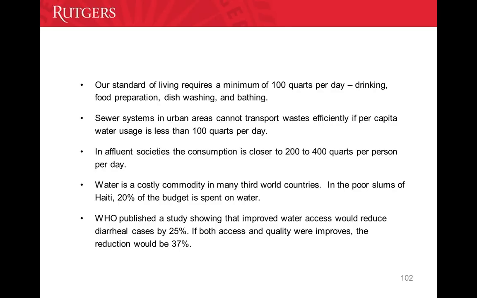In affluent societies like ours, that 100 minimum is closer to 400. It's about 4 times as much. We routinely in the United States use more water than anyone else. Water is such a very costly commodity in developing countries. In Haiti, for instance, 20% of people's household budget is spent on water.